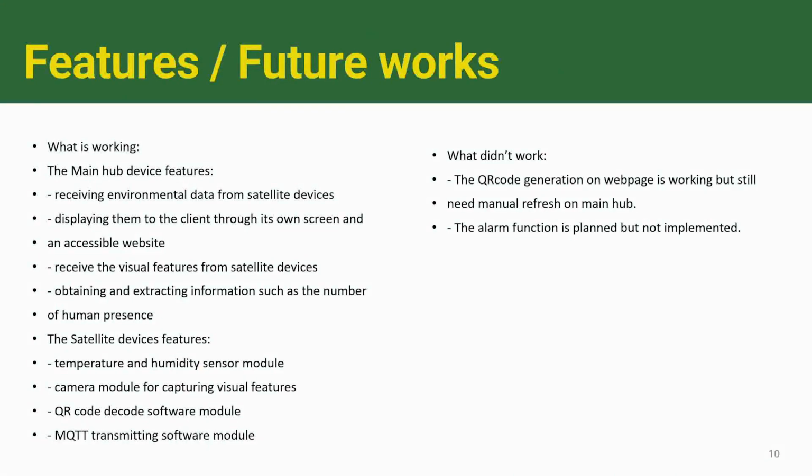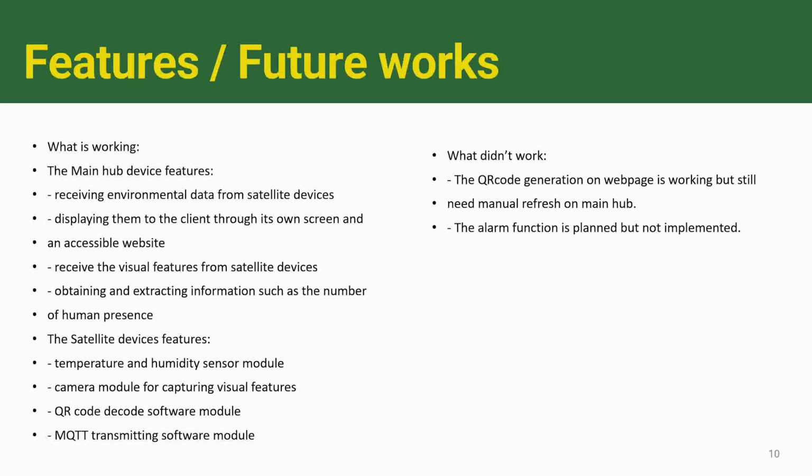So for the features and the future work, I first introduce what is working. The main hub is able to receive all kinds of acquired data and host an accessible website to display the data. And the satellites are able to detect data from their sensors and capture visual features, as well as the QR code, and decode it to connect to the same Wi-Fi as the main hub.